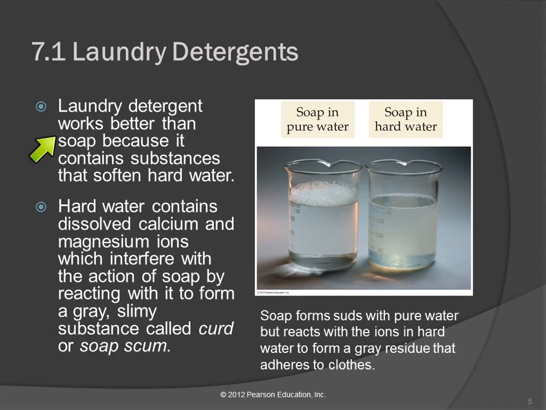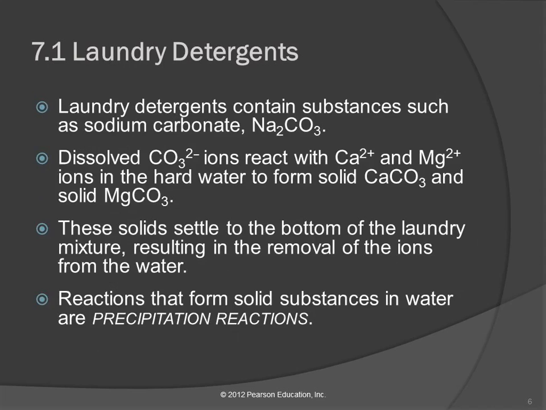Detergents work better because they have substances that get rid of the magnesium and the calcium ions. Essentially, they have water softeners built into the laundry detergent. One of those substances is sodium carbonate. The sodium carbonate will dissolve in the water, and the carbonate ions will react with the calcium and the magnesium, and they'll form solid calcium carbonate and magnesium carbonate.